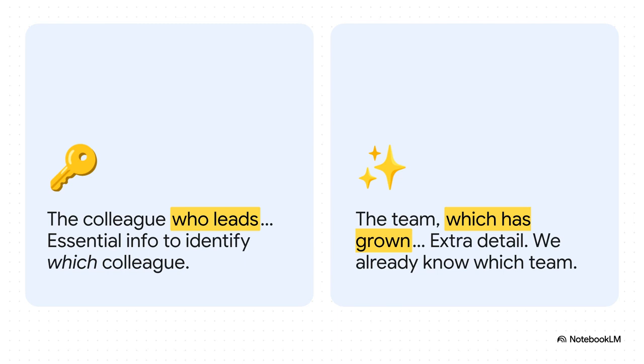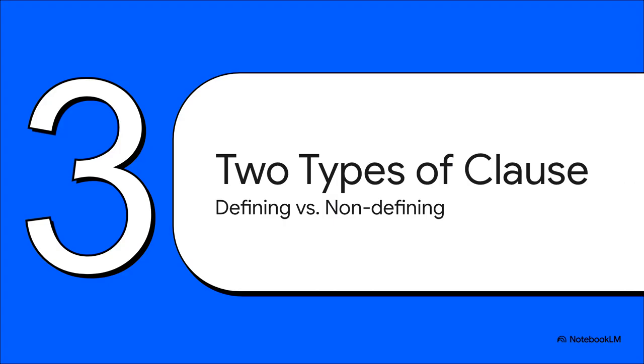In that first sentence, the colleague who leads our innovation team, that information is essential. Without it, you'd be asking, wait, which colleague are you talking about? But in the second one, the team, which has grown a lot this year, we already know which team. The fact that it's grown is just a nice bit of extra info. And this difference between must-have info and nice-to-have info, well, that's what gives us our two official grammar terms. Let's give them their proper names.